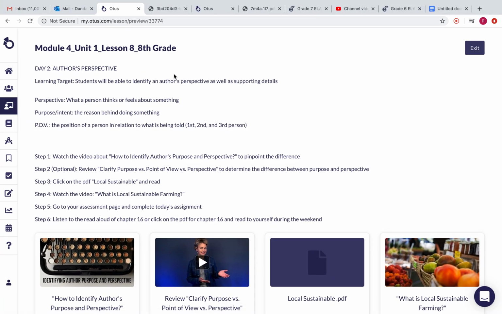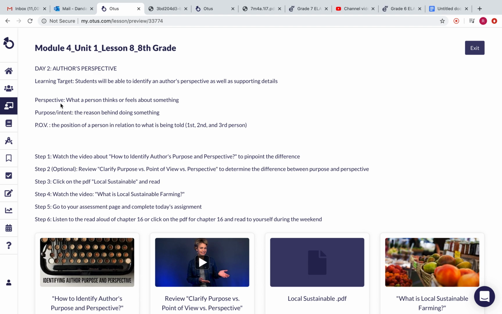Hey, eighth grade. So in this lesson today, we're going to continue learning about author's perspective, and it's day two of that. And we are also continuing to focus on author's purpose. A quick reminder about author's purpose.